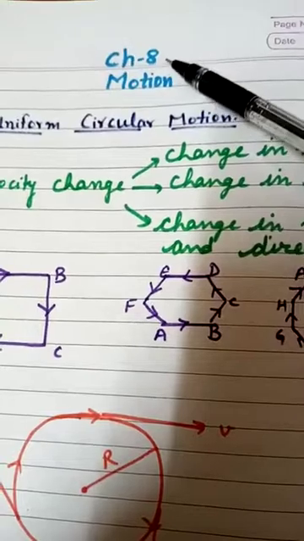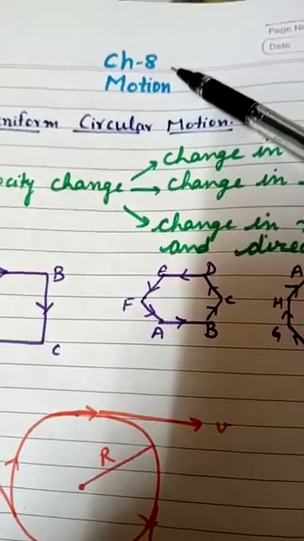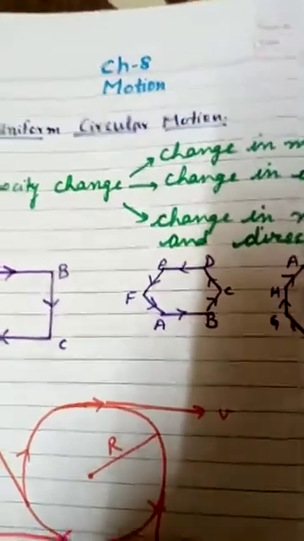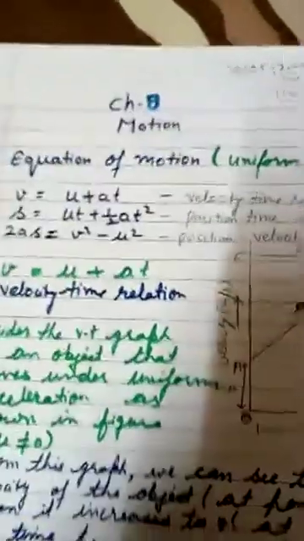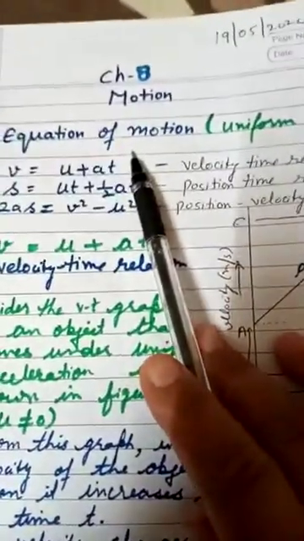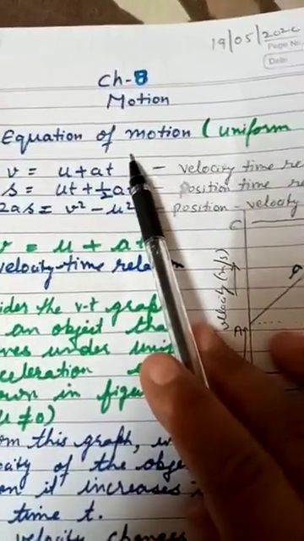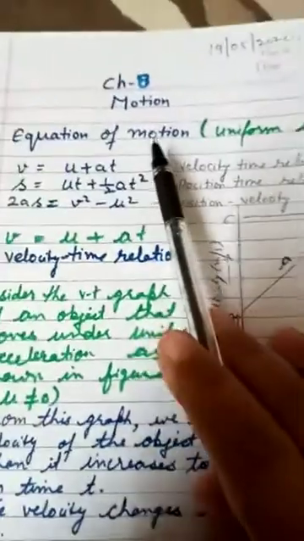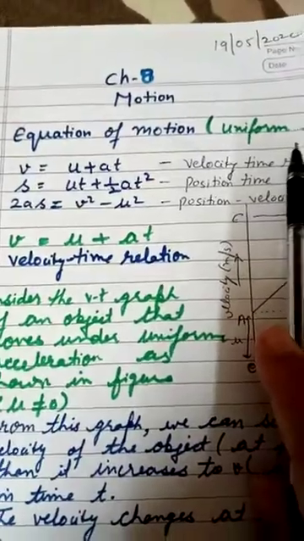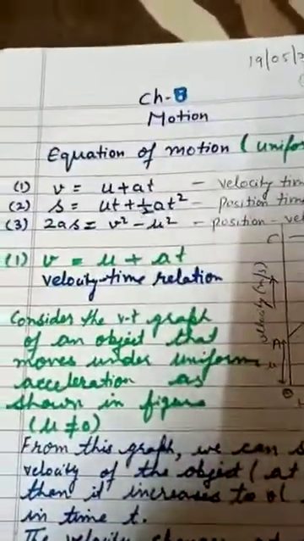Today we will continue our chapter 8, motion, for class 9th. In our previous lecture we have read about equations of motion, equations of motion when an object is in uniform acceleration. So which three equations did we read?